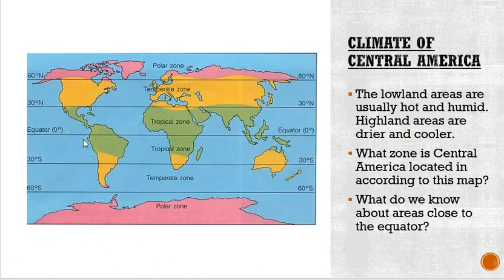Again, this is just kind of recapping what we've talked about already. You can see that the equator is here and Central America is right here, which means that the areas closer to the equator are tropical and warm. So that pretty much indicates the type of climate in Central America.